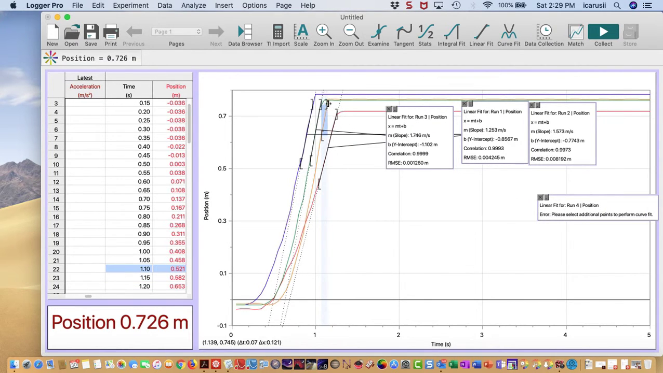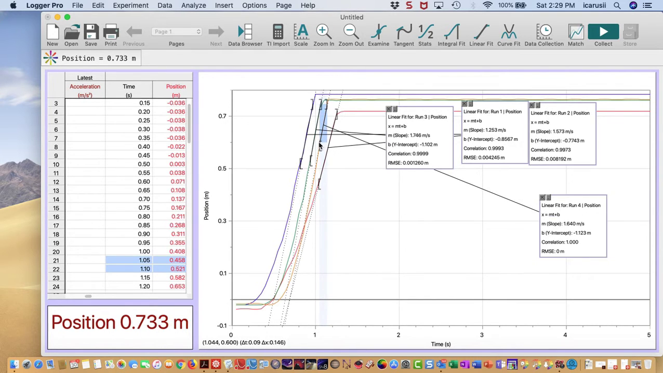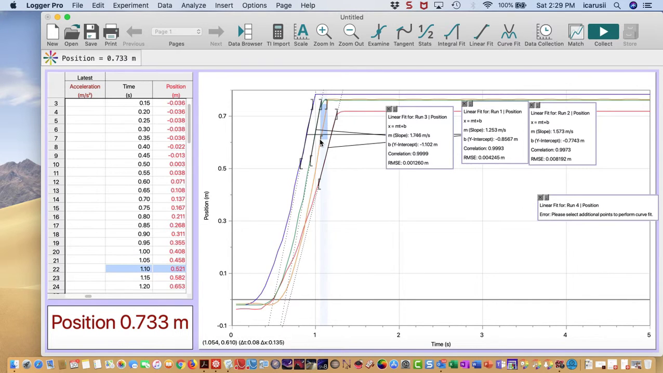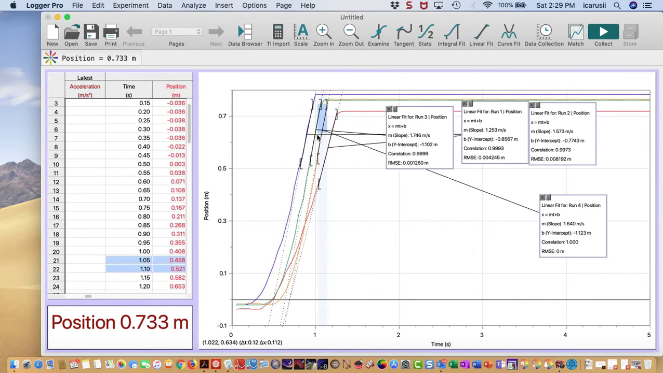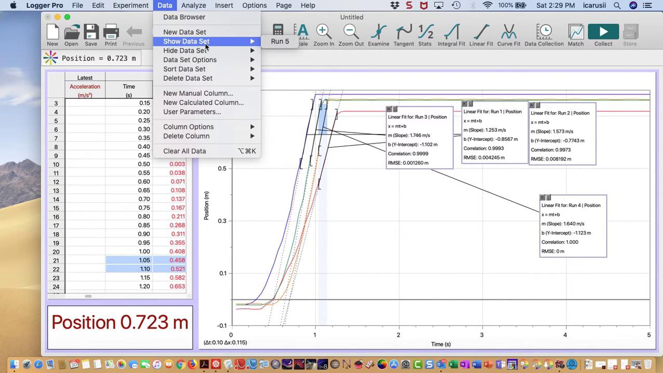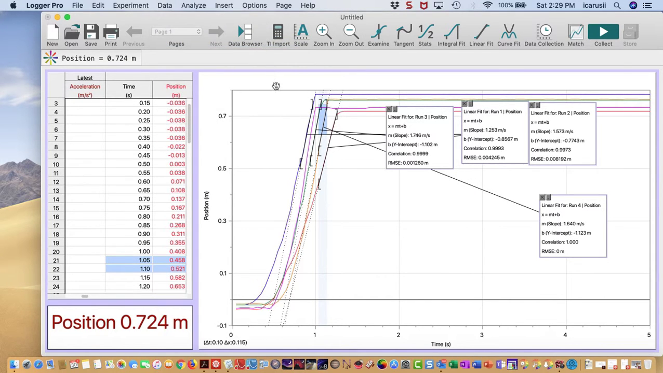I'm going to drag that over there. Okay, that's as good as it's going to get. And then let's get run 5 up. So there's run 5. I'll select this region right here.